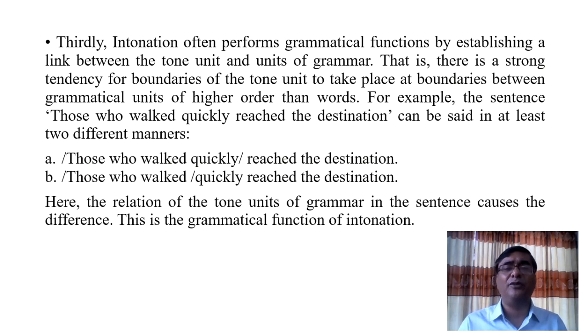If we evaluate it from the point of view of lower order writing skills, there are four skills: writing, reading, speaking, and listening. Within writing, there are many sub skills, and those sub skills are also divided into higher order and lower order writing skills. These are things that we will discuss in other classes, not in this class. "Those who walked quickly reached the destination" can be said in at least two different manners. Apparently this sentence is okay.